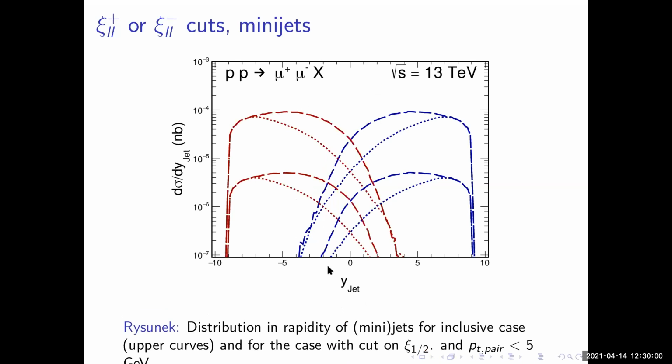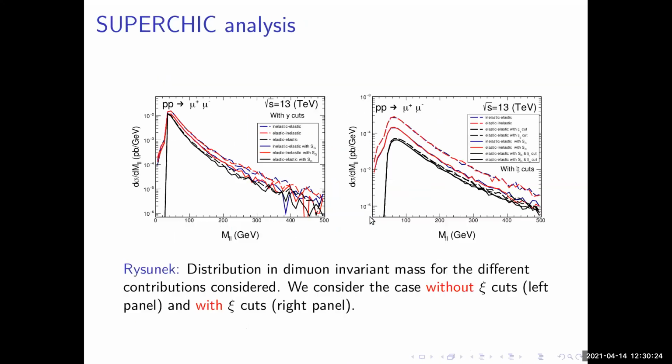Of course, we can also calculate the distribution of jets for such a case, and these are distributions of jets without a cut on the proton and with a cut on the proton. They are not dramatically different, but they are dramatically different if we put a cut on the pT of the pair.